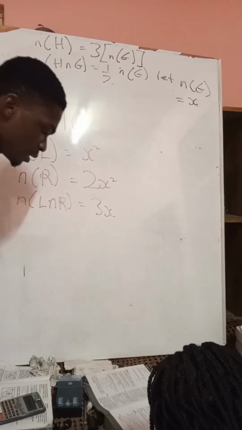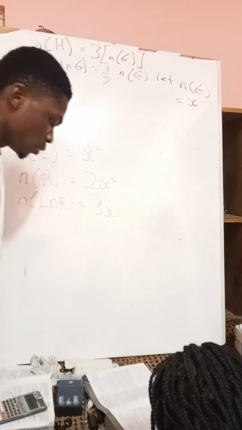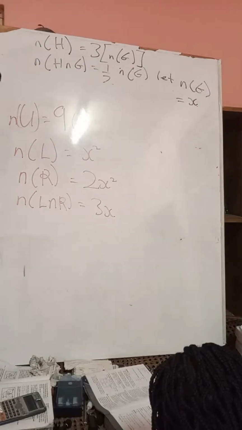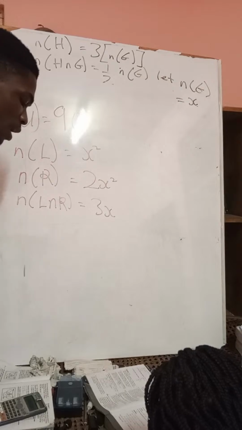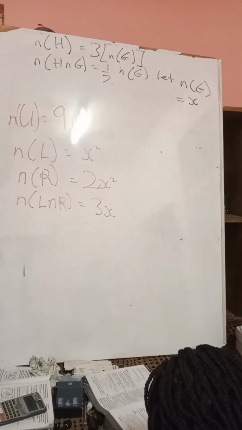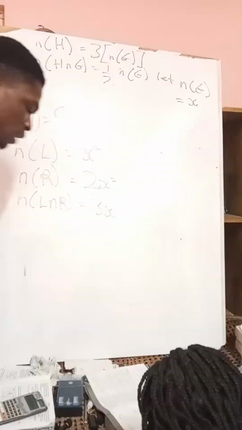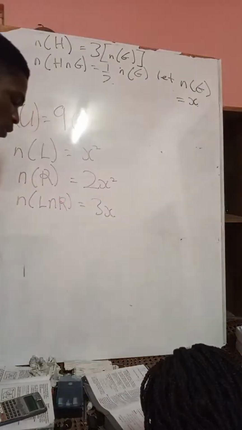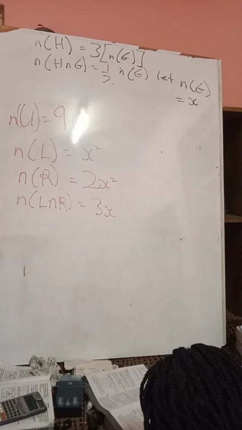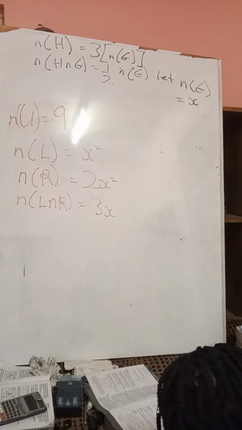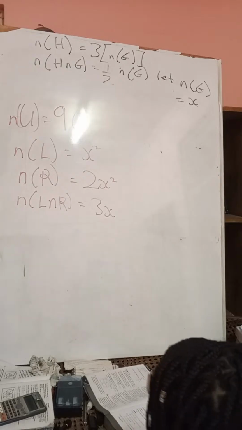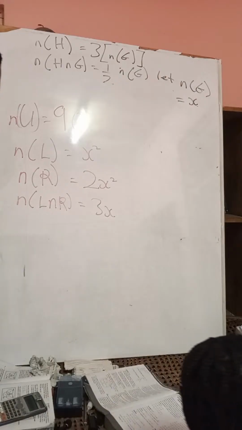The question says that out of a total number of 90 pupils in a football academy, S squared of them said they can play with their left leg, while 2S squared of them said they can play with their right leg.